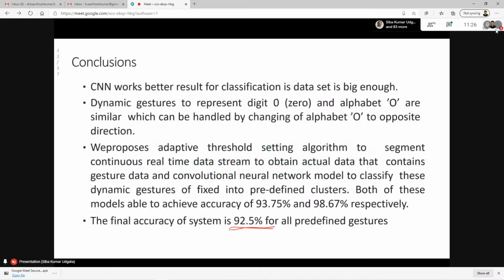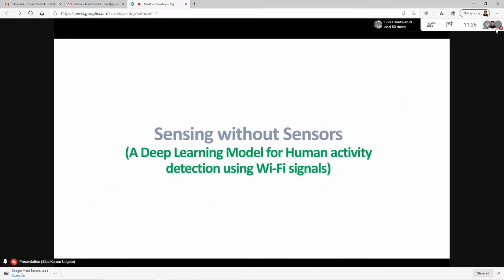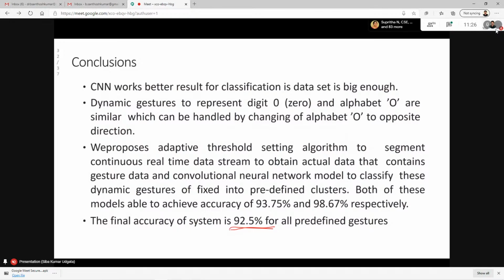I think I'm running out of time. I could have discussed more. We have also done some work on sensing without sensors. For example, using the same device, how can I detect human activities, whether he is falling down, standing up, running, or sitting. We have done something on that also, but right now I will not be able to discuss it. So thank you very much, Dr. Gantayat. I should stop here.